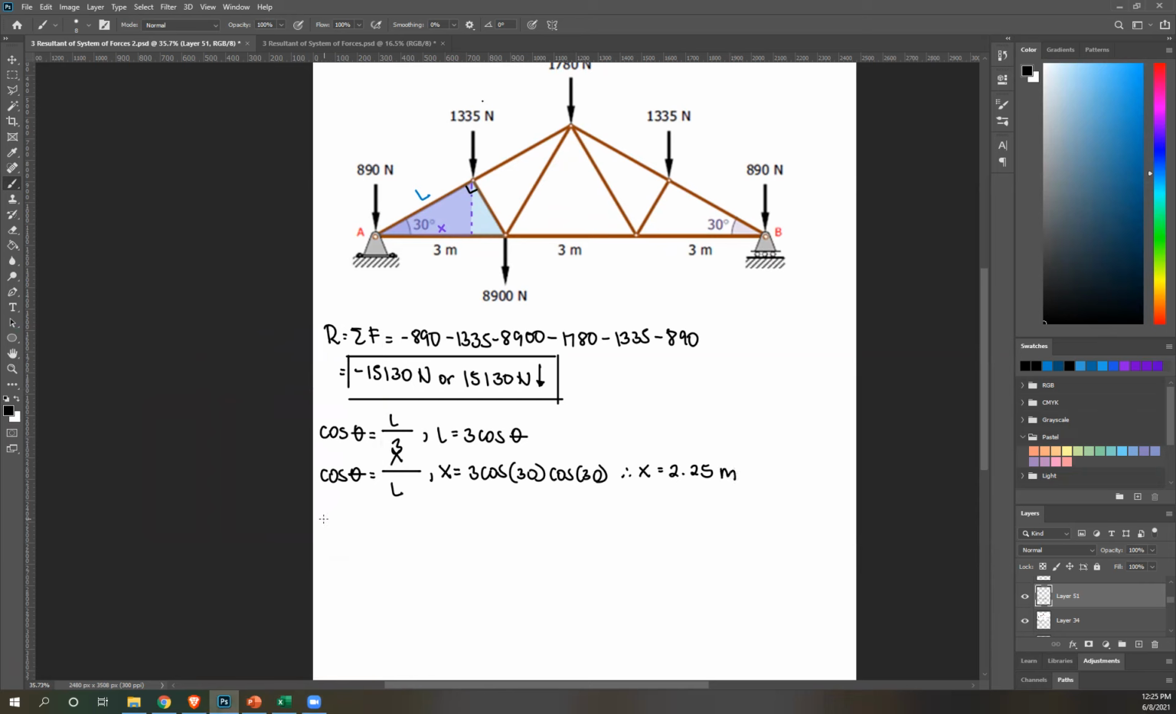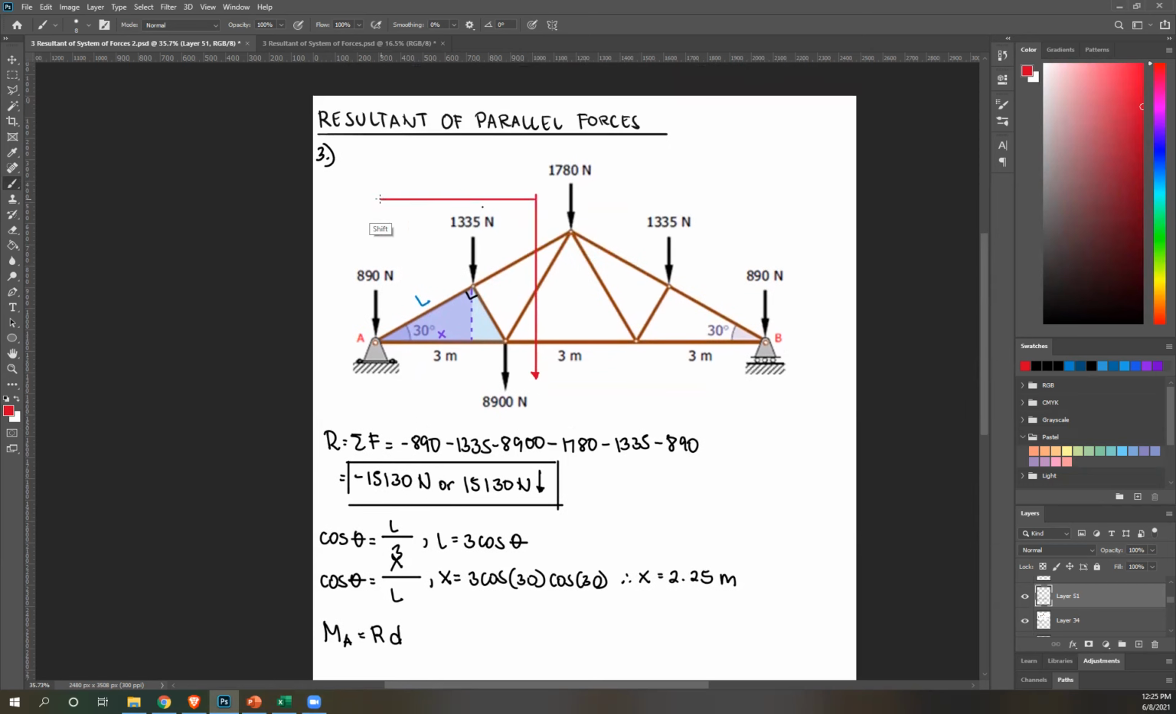Moment at A equals R times D. D is what we want to know, so you can guess again the position of R. Let's say my R is somewhere here. My reference point was A, so this is that distance D.